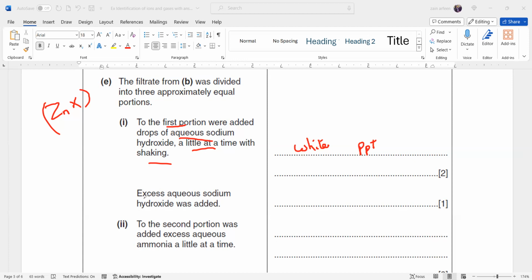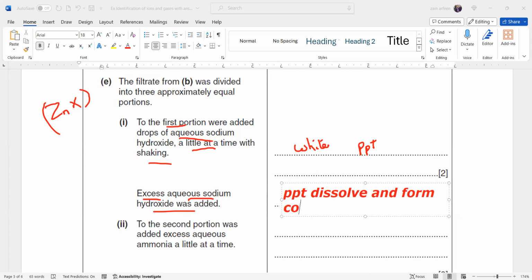The next is excess of aqueous sodium hydroxide is added. If we add more than enough sodium hydroxide, what is the observation? What happened to the precipitate which was formed initially? The precipitate will dissolve and form a colorless solution. So the precipitate dissolves in excess to form a colorless solution.